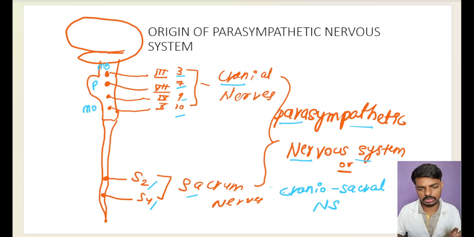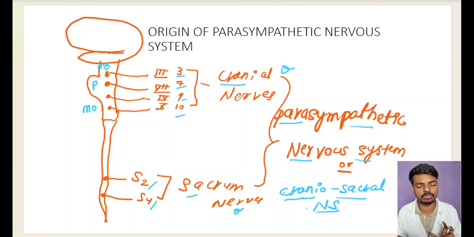So it is coming from the cranium, and it is coming from the sacrum. So we call this nerve origin the craniosacral nervous system also. The parasympathetic nervous system is also called the craniosacral nervous system. Very important point: the parasympathetic nervous system originates from the cranium, from part of the brainstem where the cranial nerves come, and from the sacrum, from S2 to S4. Including the cranial nerves and the sacral nerves, our parasympathetic nerves originate. That is called the craniosacral nervous system. Very important point for your NORCET examination.